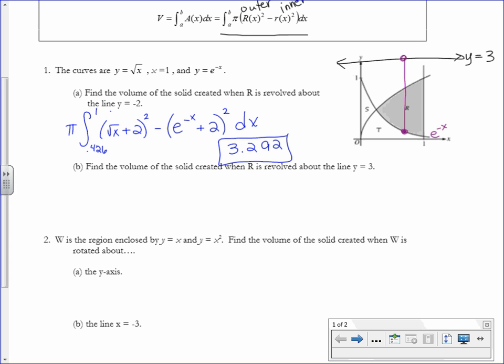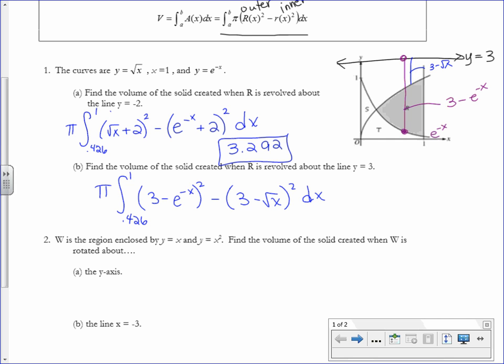To find the length of that line, I'm going to do top minus bottom again, and I get 3 minus e to the negative x. And then for my inner radius, it's going to go from 3 to the square root of x, so 3 minus radical x. So my volume is going to be pi times the outer radius squared, 3 minus e to the negative x, minus the inner radius squared, 3 minus radical x. And then we still have that 0.426 value up to 1. Outer radius squared minus inner radius squared gives 2.867.